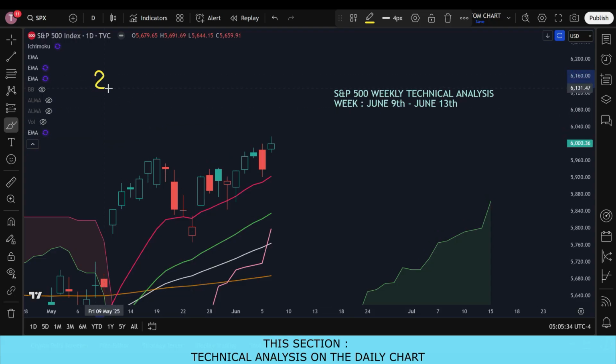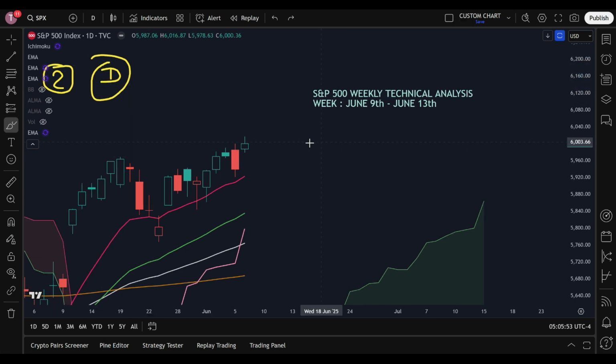Now guys, I am going to discuss the second point of the agenda of this S&P 500 weekly technical analysis, and this is the daily chart. So I will start with the candle.